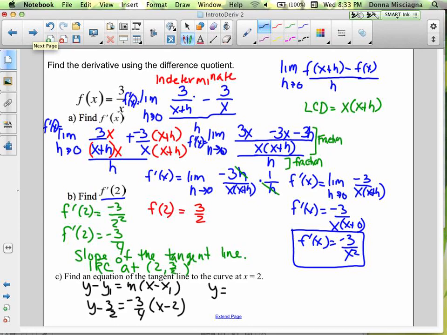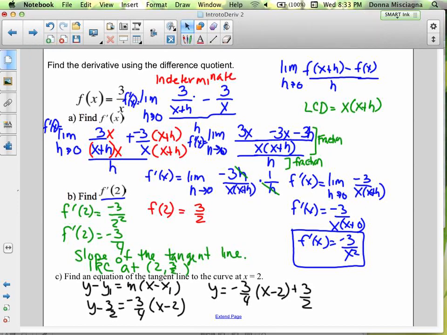Just add 3/2 to both sides and isolate y, not necessarily rewriting it in slope-intercept form, just isolating y. So y equals negative 3/4 times x minus 2, plus 3/2. I'm going to leave it like that. We're not going to necessarily simplify to slope-intercept form, but we will isolate y. And there we go, there is the equation of the tangent line. All right, let's try the next one.